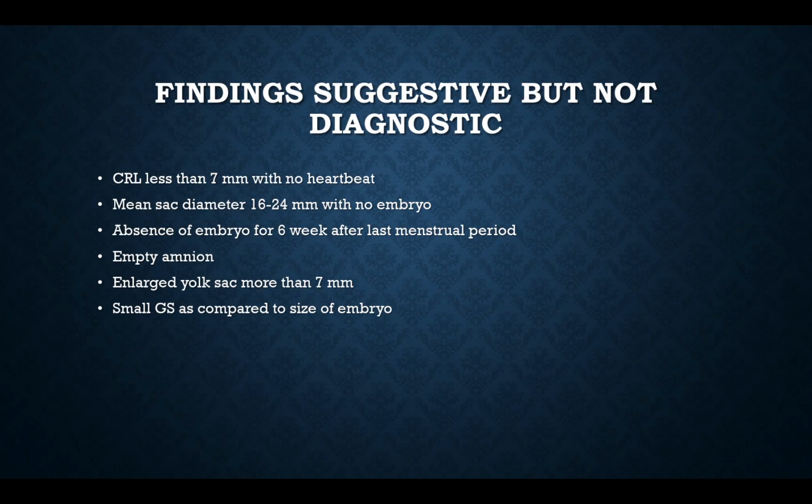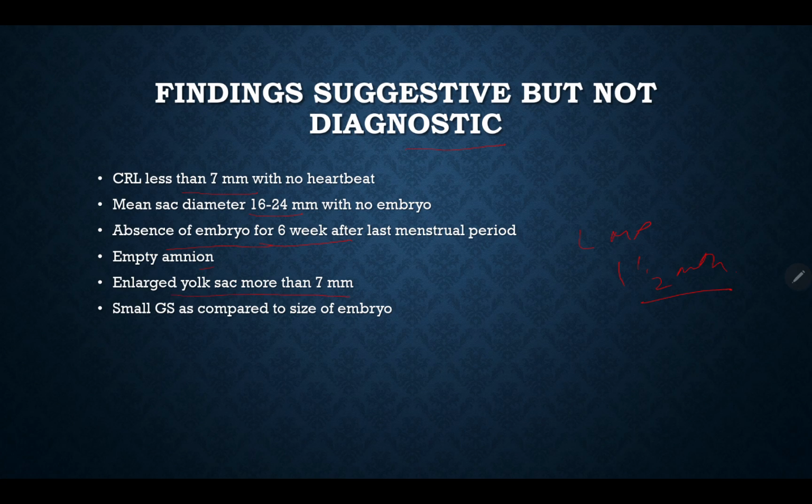Now coming to findings that are suggestive but not diagnostic, where you have to wait. These are when CRL is less than 7 millimeter with no heartbeat, when the mean sac diameter is 16 to 24 millimeter without any embryo, and the absence of embryo 6 weeks after last menstrual period. Suppose she comes to you and says that her LMP is around 1.5 months back, and you scan her and there is no embryo. So you are suspicious that this pregnancy could result in an abnormal pregnancy.